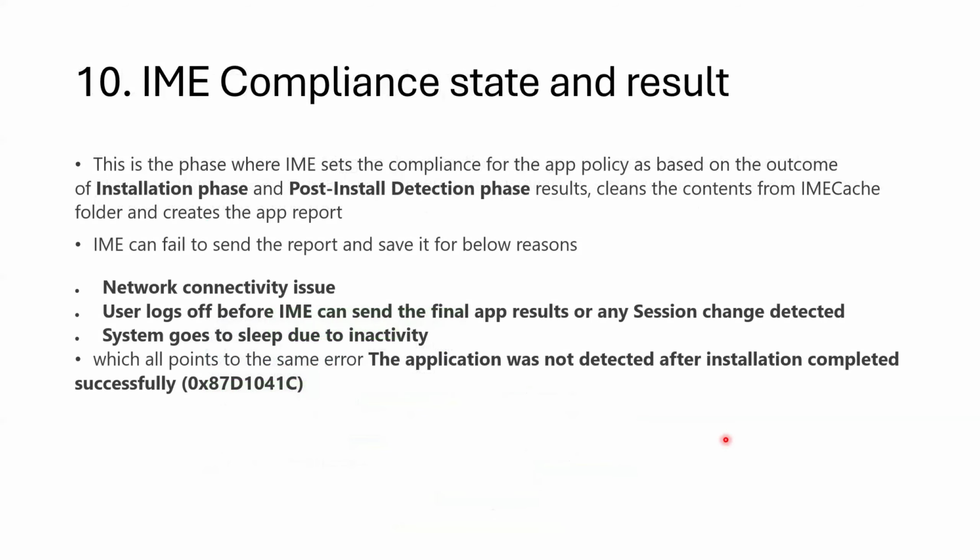So now someone should tell the compliance policy state and result. After the post installation detection phase and installation phase, it will go ahead and send the IME status, whether the app is installed, to the Intune portal. Now you'll see success or failure. And what if it fails? These are the reasons if it fails.